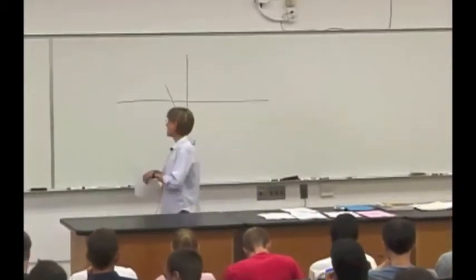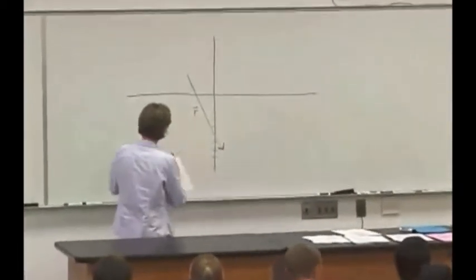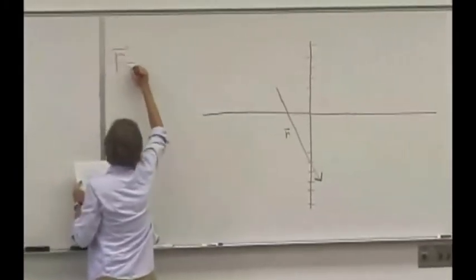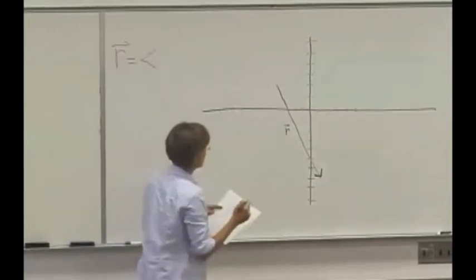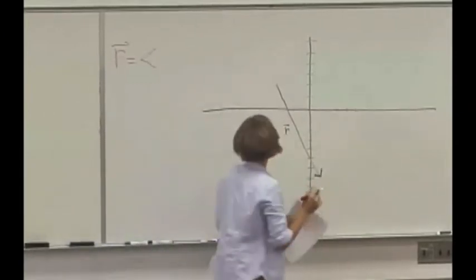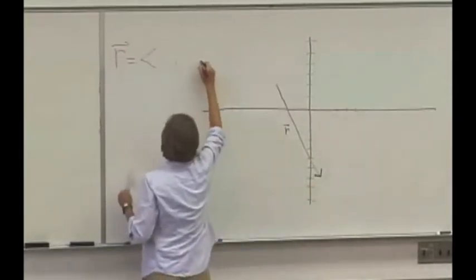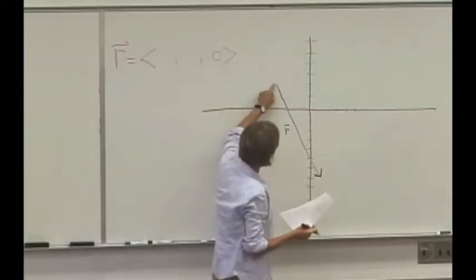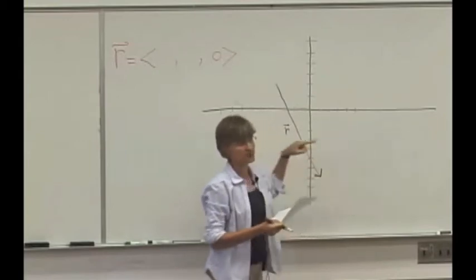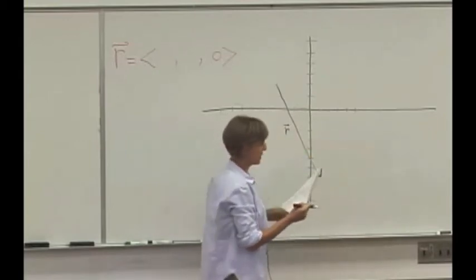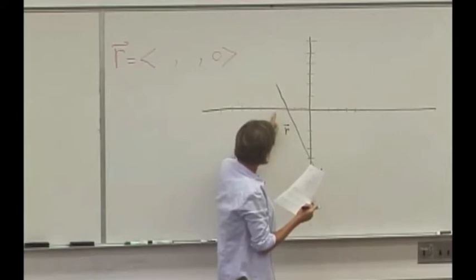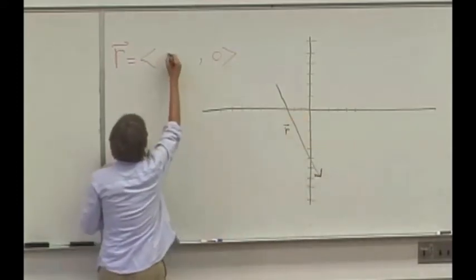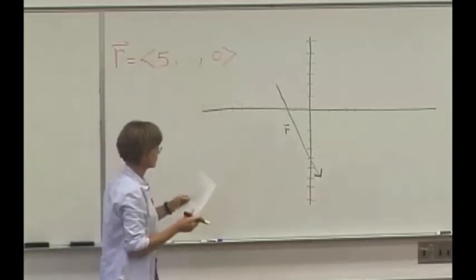Okay. First of all, what are the components of the vector r? We have the vector r. It's in the xy plane, so the z component is clearly going to be 0. And what's the x component? Well, starting from the tail and going to the tip, it's in a positive direction, so it's going to be positive. And we count 1, 2, 3, 4, 5 squares over in the x direction, so it should be a plus 5 in the x direction.